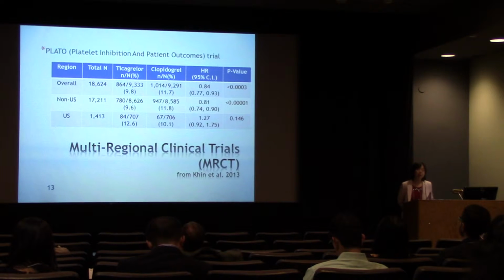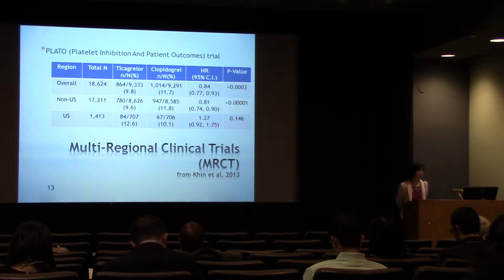So the next topic I'm going to talk about is some work I have done for multi-regional clinical trials. A multi-regional clinical trial is literally a clinical trial conducted in multiple regions. Here is a famous PLATO example. You can see the overall treatment effect. The study is positive with p-value 0.0003.